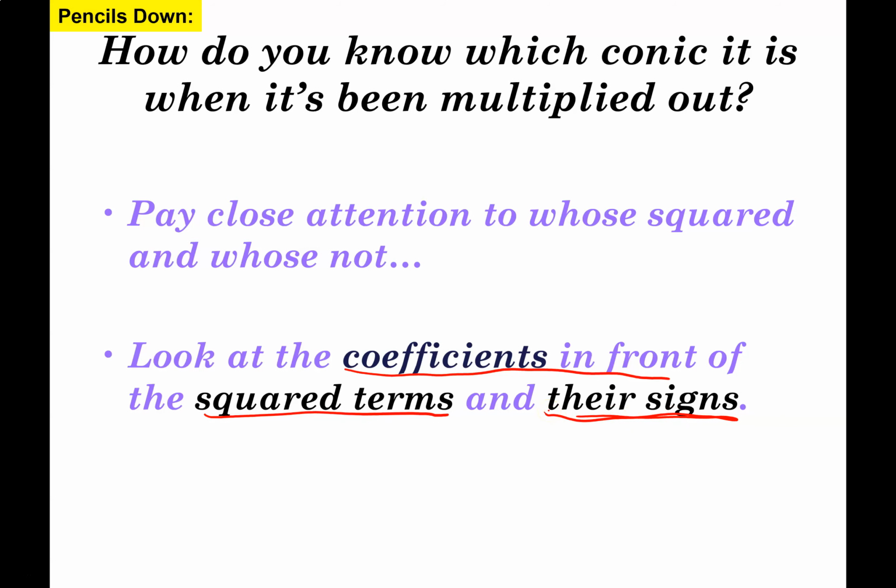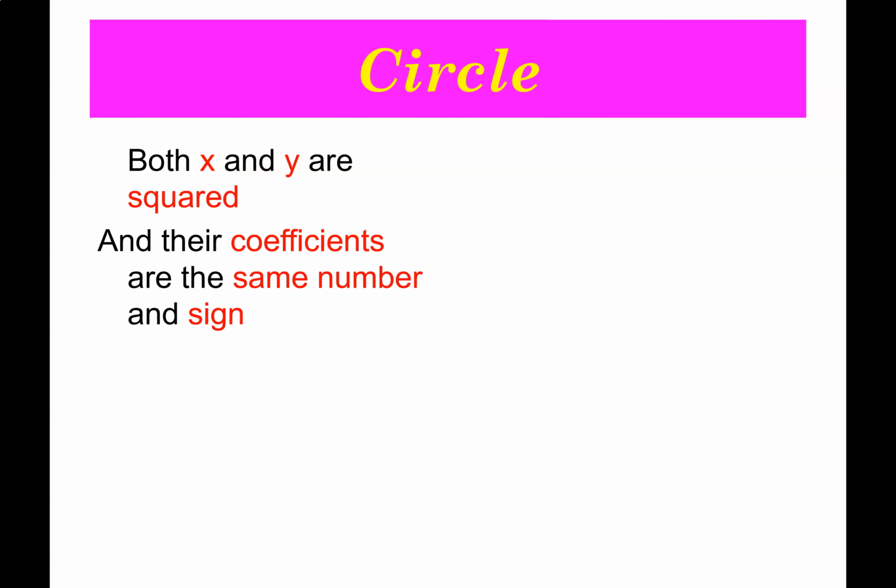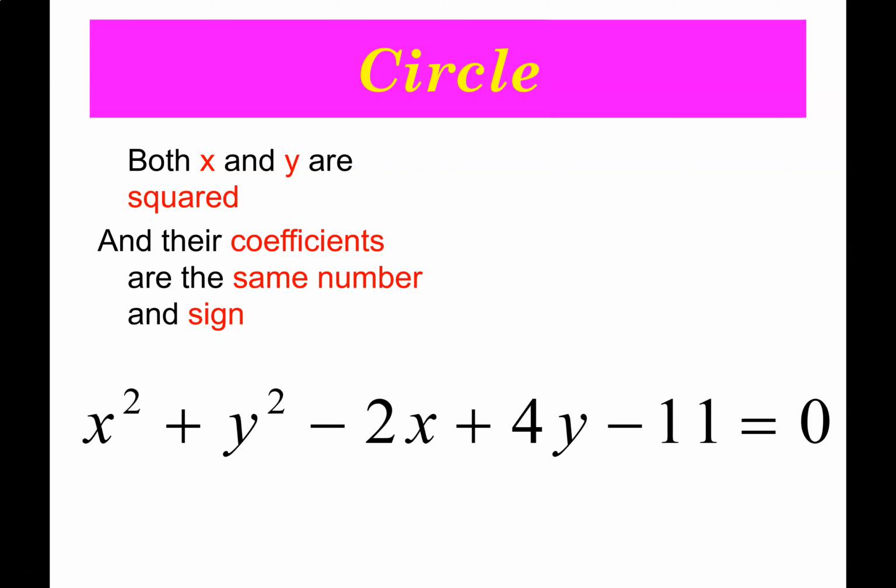Boom, that's a biggie. All right, so for the circle, what should I look for? For the circle, I need to look for both x and y need to be squared, okay? I also need to look for their coefficients, making sure that the coefficients are going to be the exact same number along with the sign. So if we look at an expanded equation such as this, notice that we have coefficients of 1, so that's the exact number, and they're both positive. And notice both x and y are squared at the beginning.